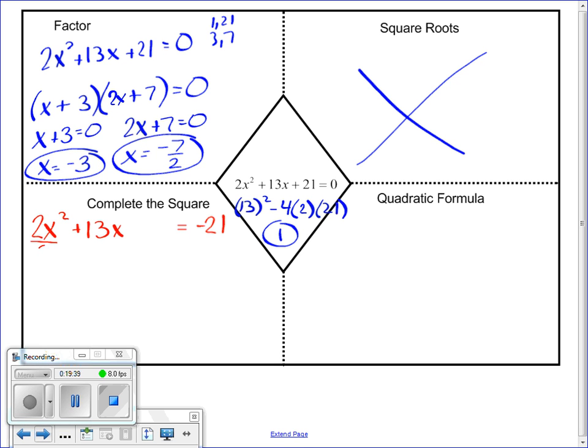Divide by 2. So x squared plus, oh, everybody's excited, 13 over 2x equals negative 21 over 2. Look at those fractions. Isn't that beautiful? All right, so I moved my C, I divided by A. What's next?